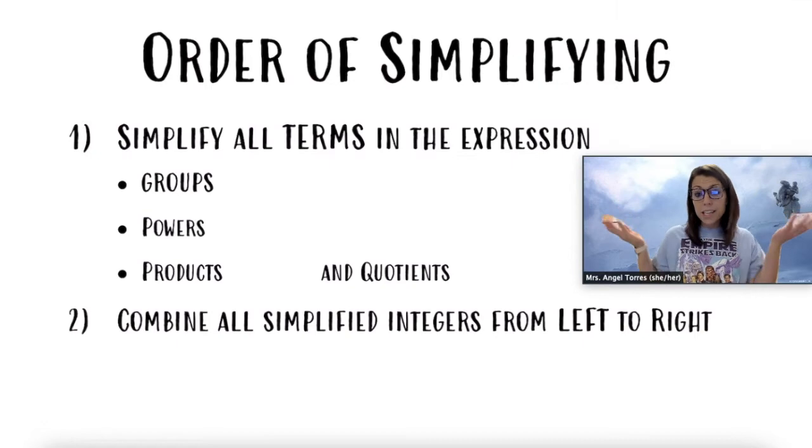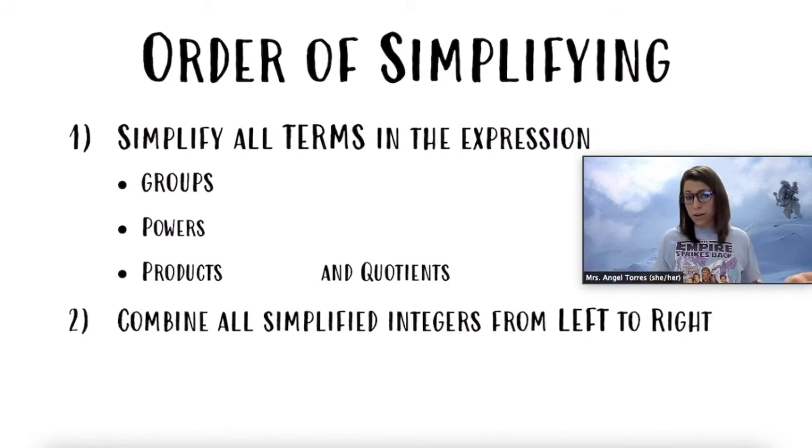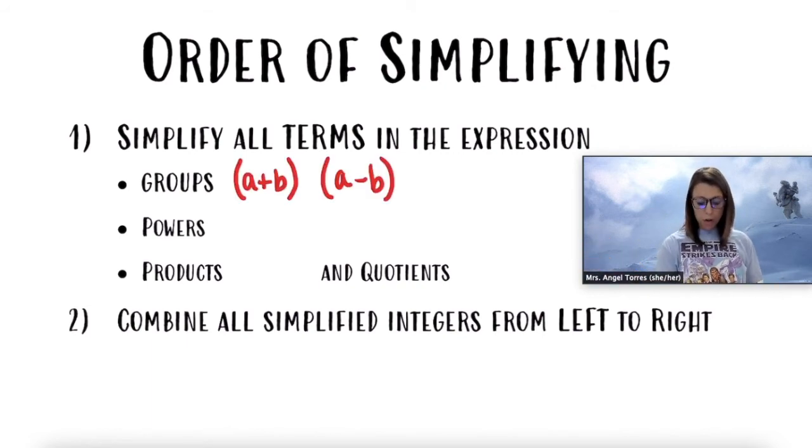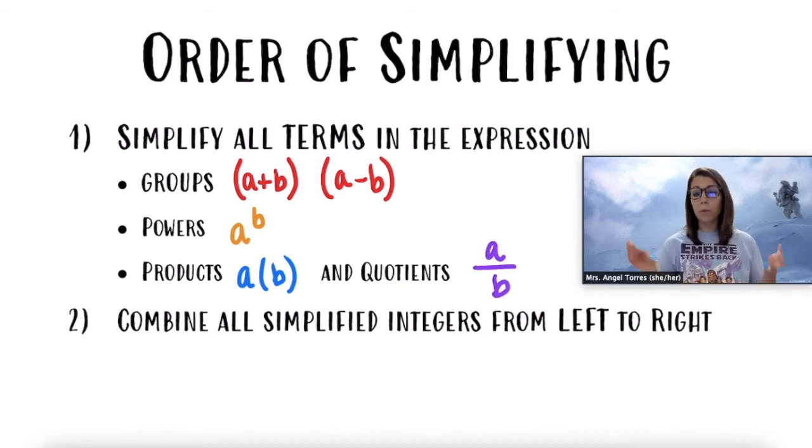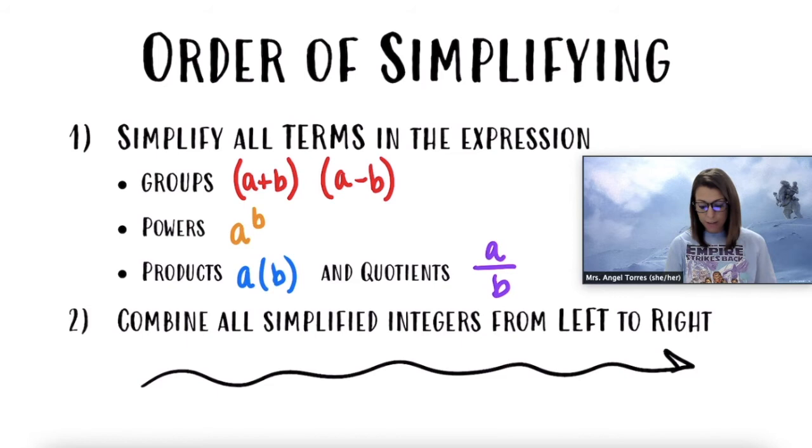So as I mentioned in the intro, the order of simplifying is pretty simple. Step 1, find all the terms and do that math first. So we're looking for groups, anything inside of parentheses, sums or differences. We're looking for any powers. We're looking for any products and any quotients. And we're making sure that we do all of the math in that single term first. And then it's as simple as go in and combine everything that's left from left to right. So let's get into today's examples.